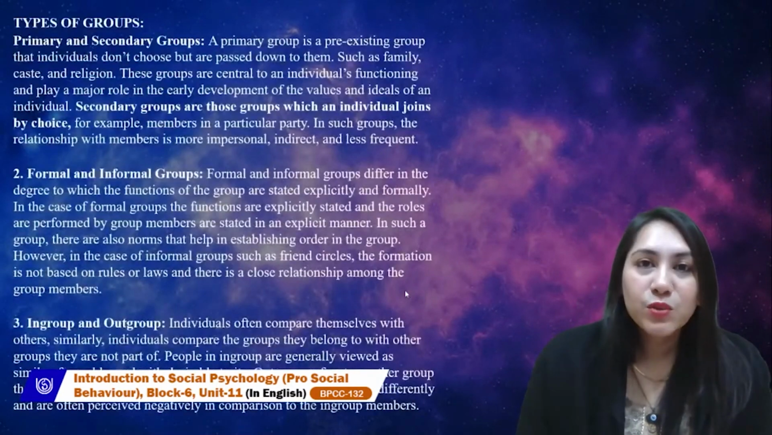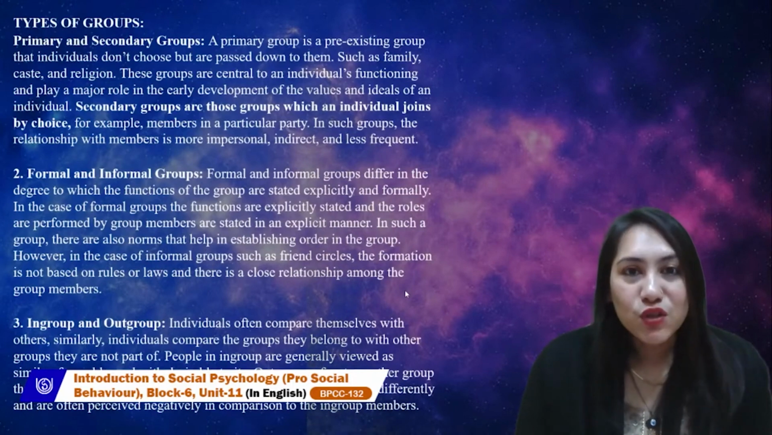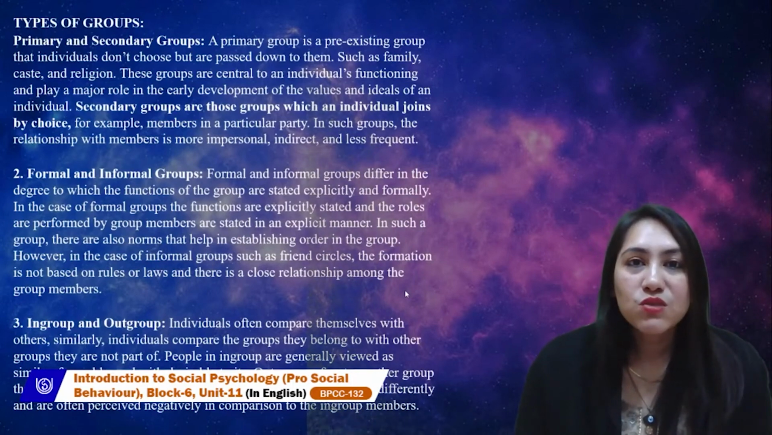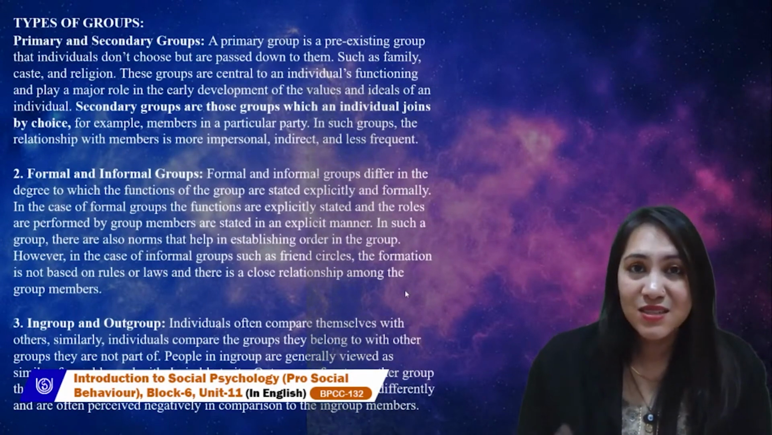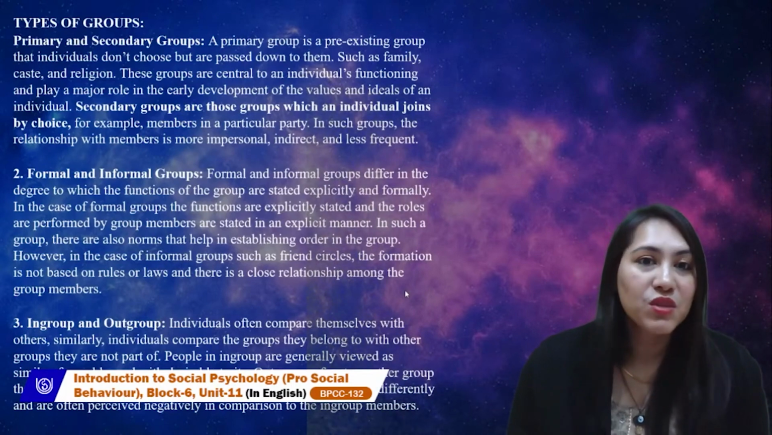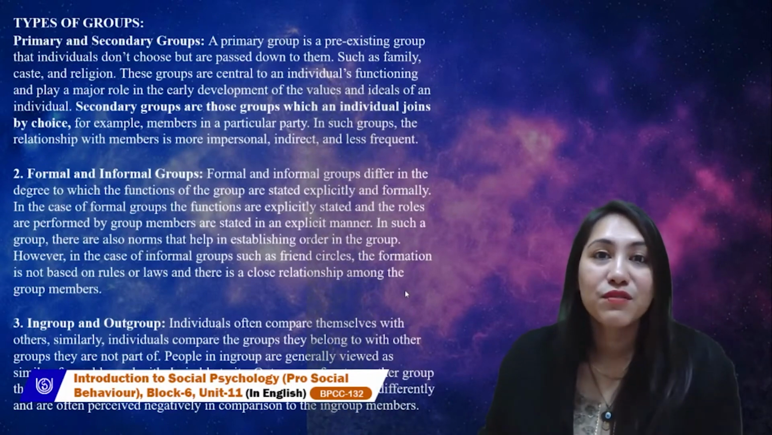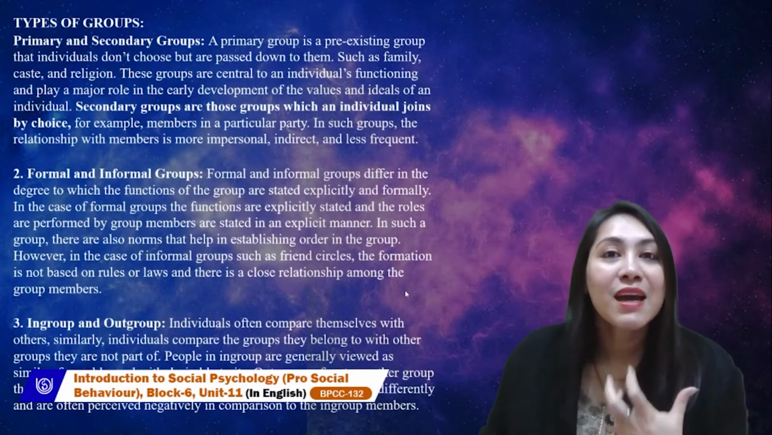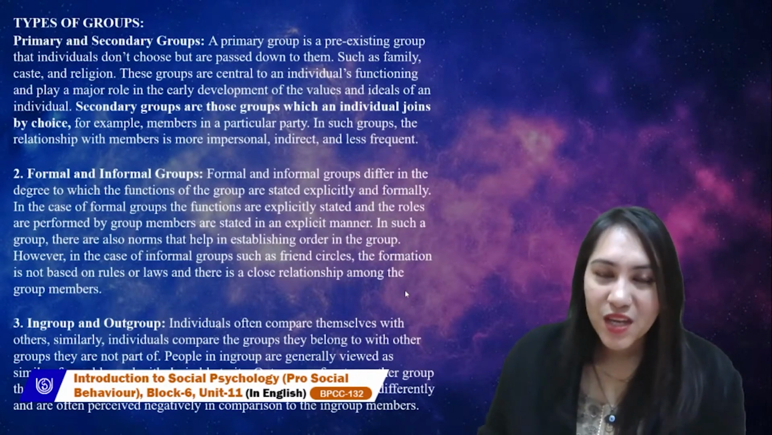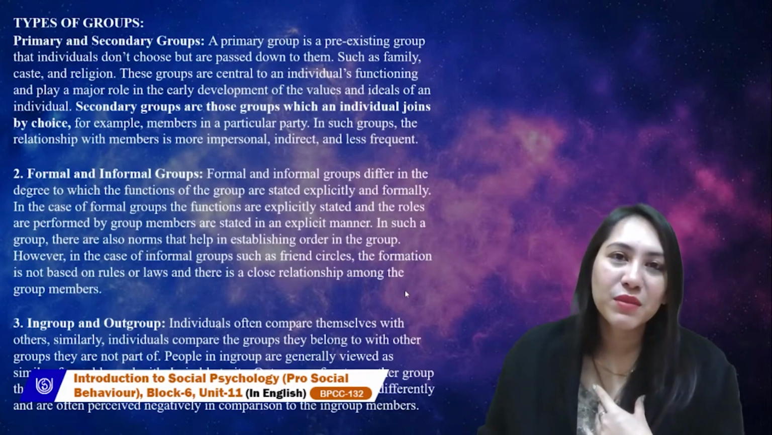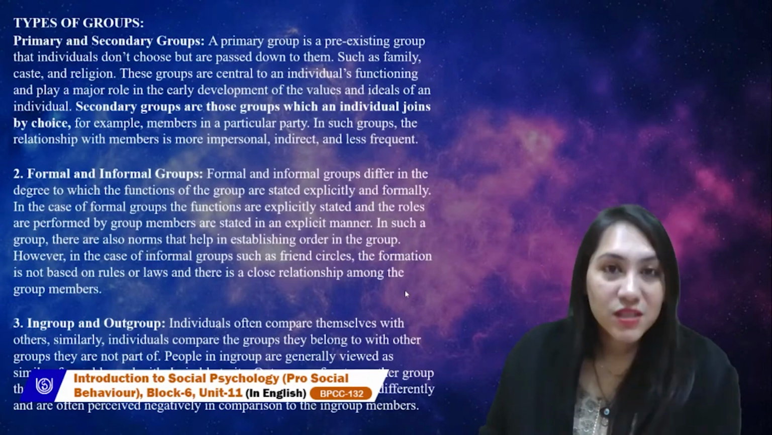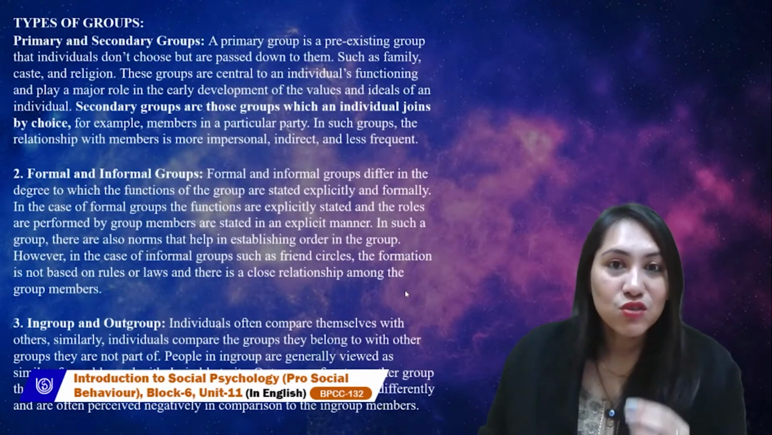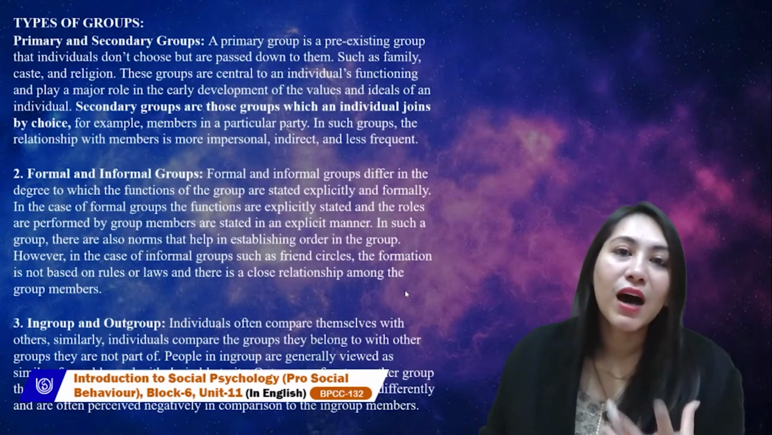Let's start with primary and secondary, as given on the screen. Primary groups are pre-existing groups. That is something we are born with, something that is passed on to you. These are family, religion, caste and customs that you're born with. They are central to your life. Why? Aren't we getting values from our families? Are we not getting the moral code and conduct of society from the family? So they are central to our life.